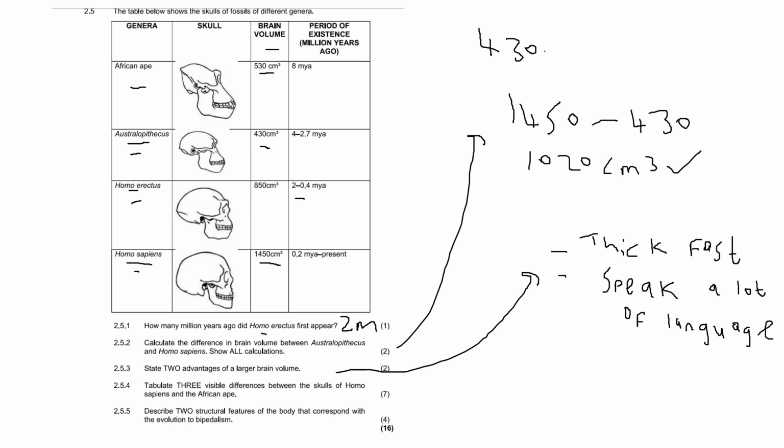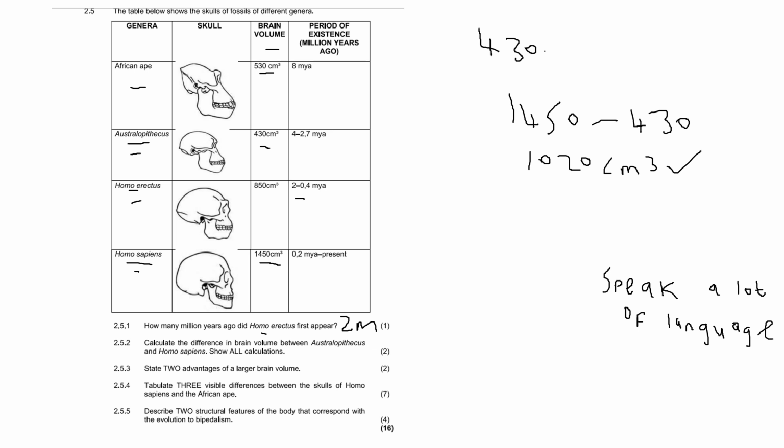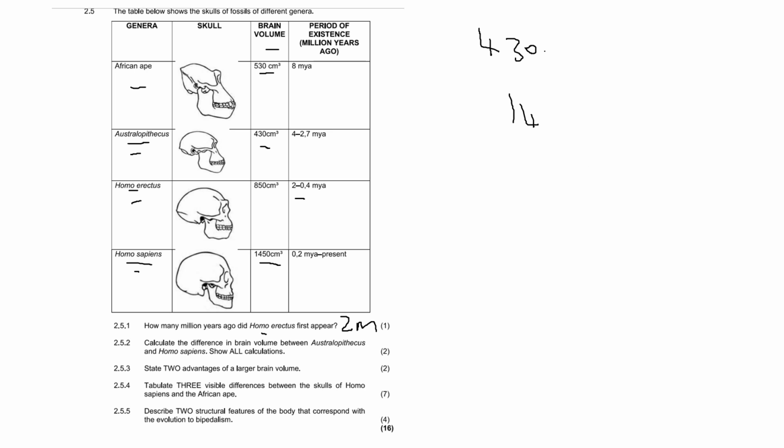2.5.4 Tabulate three visible differences. Okay, tabulate. Remember, there's a mark. Whenever you hear the word tabulate, guys, I always advise learners, you must know there'll be a mark for the table itself. Because most learners tend to write answers in point form, and that is wrong, because once you do that, you end up losing a free mark, which is for the table. So whenever you hear the word tabulate, firstly, put the table.